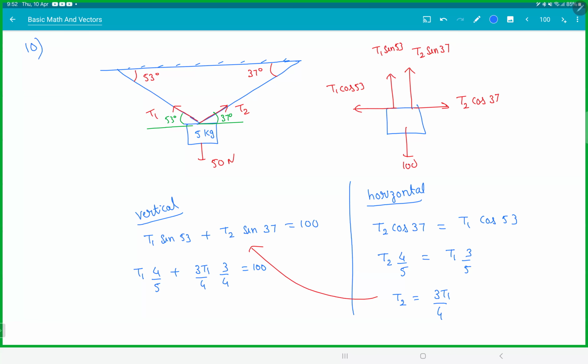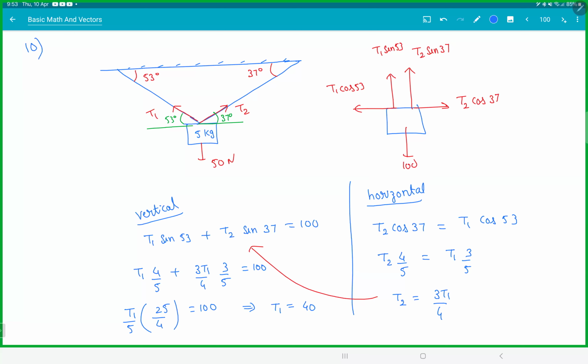Yeah, 3 by 5. How much is this? So take out T1 common. You will end up with T1 by 5 common. You will get 4, 4, 16 plus 9, 25 by 4. So 5 fours are 20, 20 twos are 40.